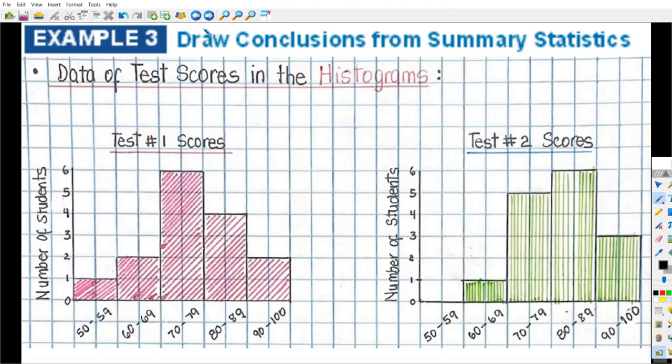Example 3. Draw conclusions from summary statistics. So we've got data of test scores in histograms. These are called histograms because all the bars are touching. If the bars were not touching, if they had space in between them, they would be called bar graphs. But these are touching, therefore, histograms. These are the number of students. Test number 1 scores, test number 2 scores. Number of students ranges up to 6, and then these are the test scores.